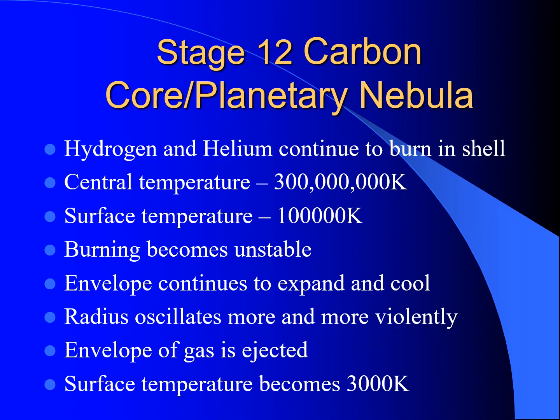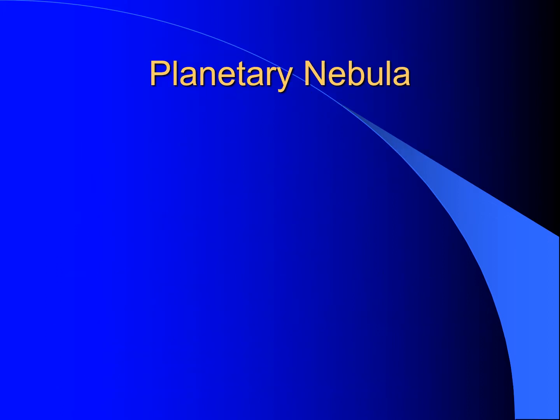Right before this happens, the surface temperature goes from about 100,000 Kelvin to about 3,000 Kelvin. Eventually, though, this gaseous material that's glowing is going to move away from that core. The core, remember, is still 300 million Kelvin, so it's still very, very hot. Okay, so this forms our planetary nebulae.